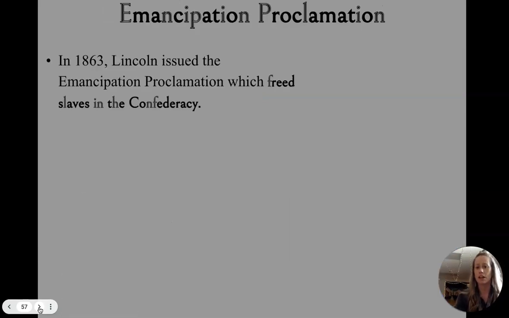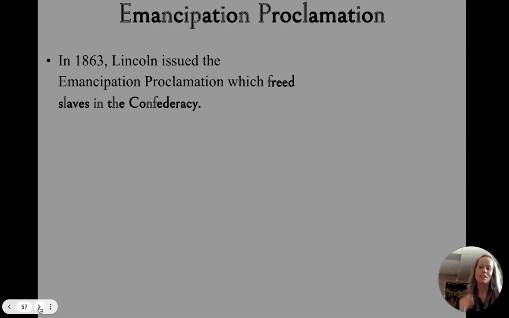Abraham Lincoln, President of the Union, is going to issue the Emancipation Proclamation. It's a document, it's a law. And this Emancipation Proclamation frees enslaved people in the Confederacy.